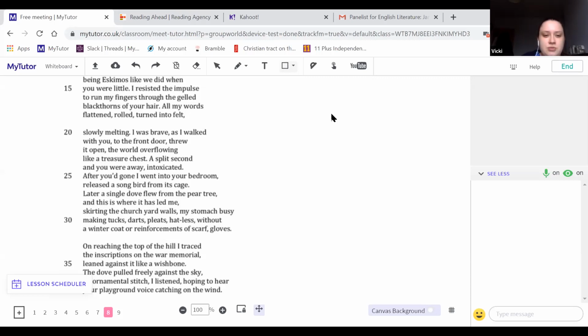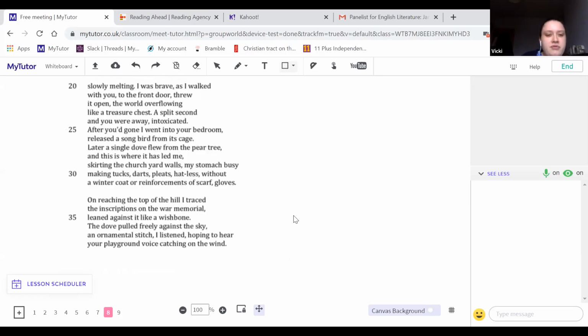Skirting the churchyard walls, my stomach busy, making tucks, darts, pleats, hatless, without a winter coat or reinforcements of scarf gloves. On reaching the top of the hill, I traced the inscriptions of the war memorial, leaned against it like a wishbone. The dove pulled freely against the sky, an ornamental stitch. I listened, hoping to hear your playground voice catching on the wind.